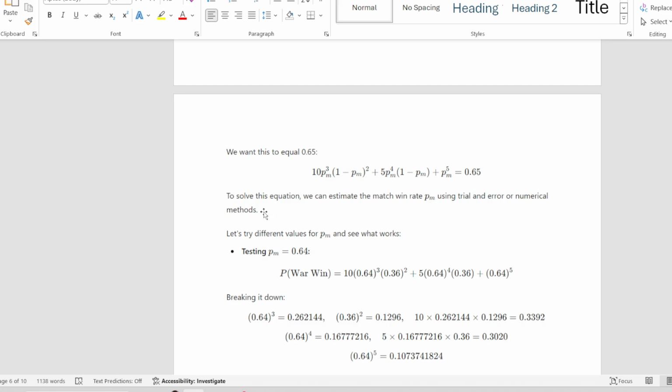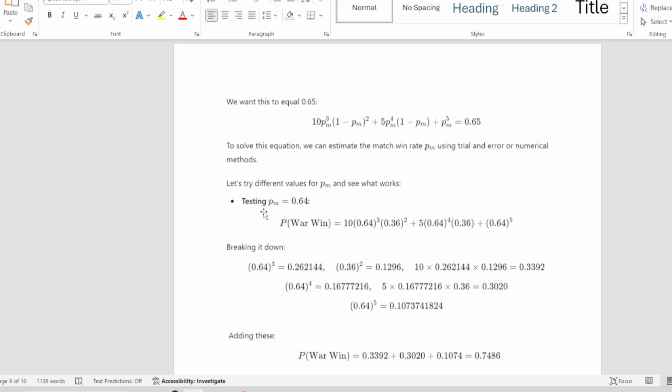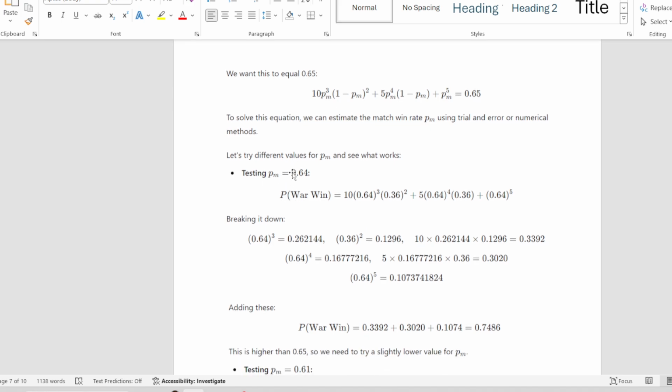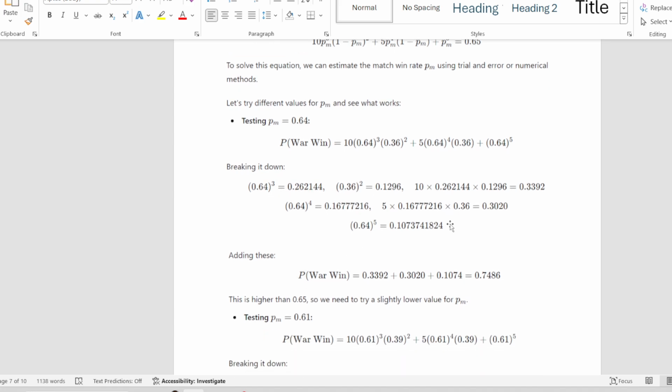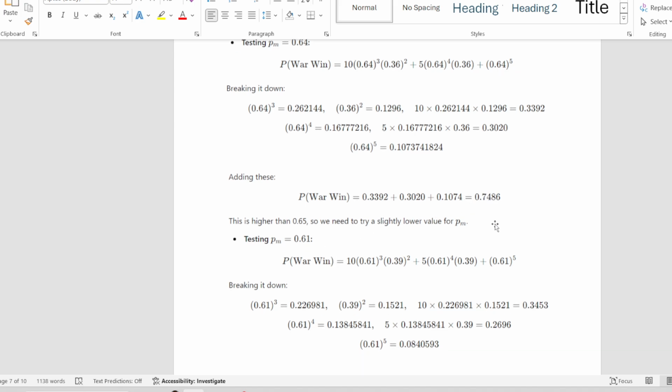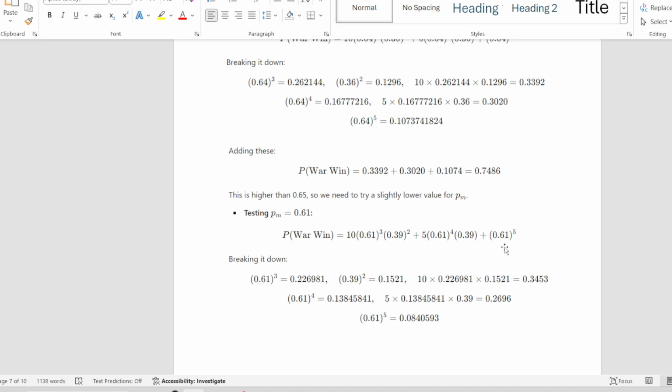To solve for this, we need to figure out the match win rate. This is where things get even a little bit hairier. It's easier if you have a solver or you're good with Python and can write a script to just solve this equation. But I'll go over this very quickly, because what we're doing is testing to find roughly 0.65. We plug in all these numbers and sum them up, and this is what we get. 0.7486, that's too high. We wanted to solve for roughly 65%.